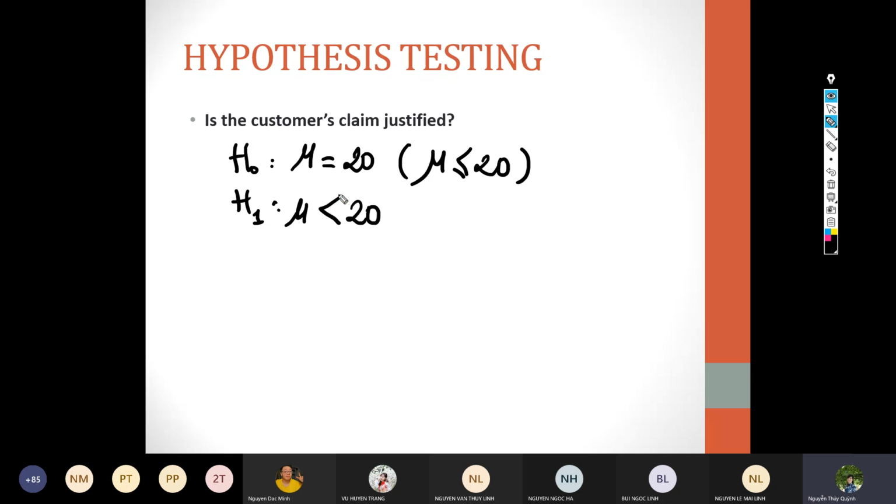So that is the first step: state the hypotheses. What is the next step? When you have developed the hypothesis, what is the next step in hypothesis testing?